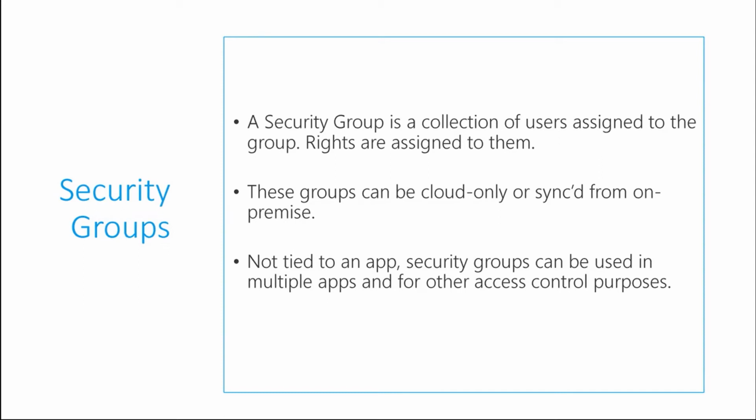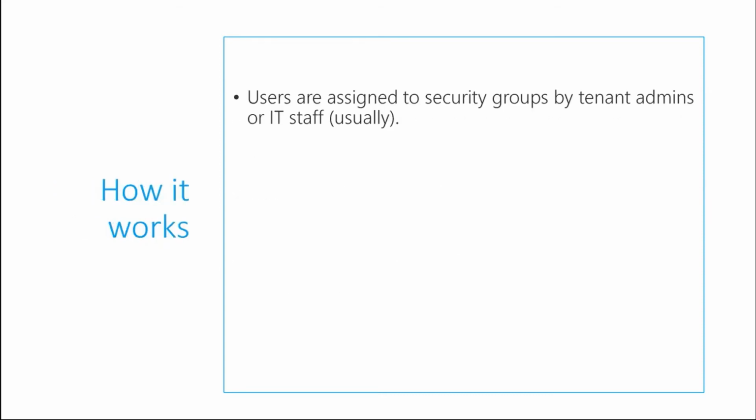Security groups are not like app roles. They're not tied to an application. They are used for a number of other activities like conditional access and other features to assign various features and functionalities to a group of users automatically. Security group memberships are not something that developers would usually manage. They are done at a different level, usually by the IT staff or a group owner.